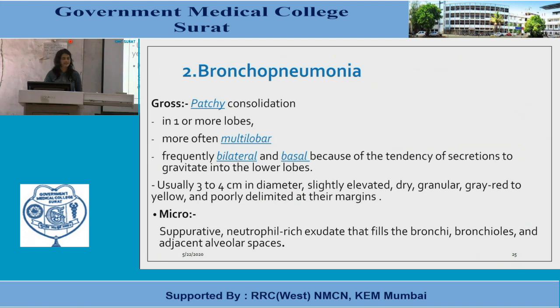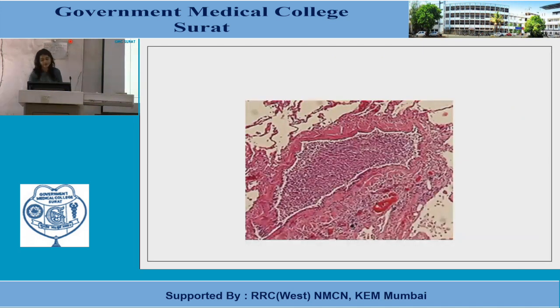On histological examination, we can see a neutrophilic exudate that fills the bronchi and bronchioles, and the surrounding alveoli are involved. This is a photograph of bronchopneumonia, which shows the bronchus filled with a cellular exudate, and the surrounding alveoli are involved.